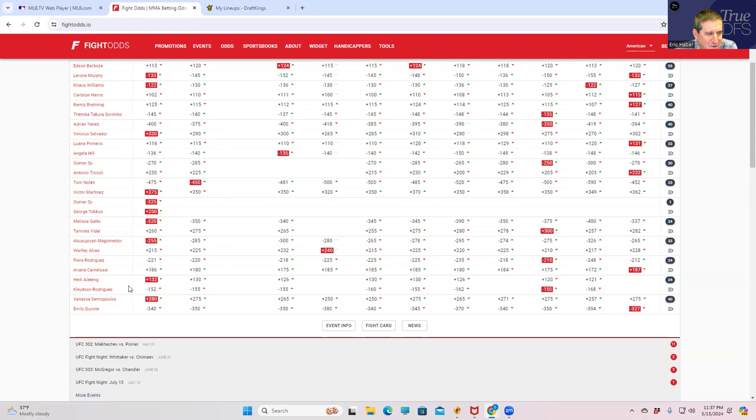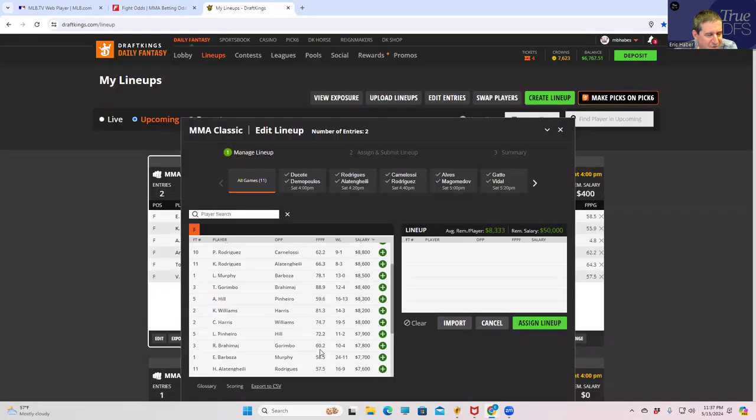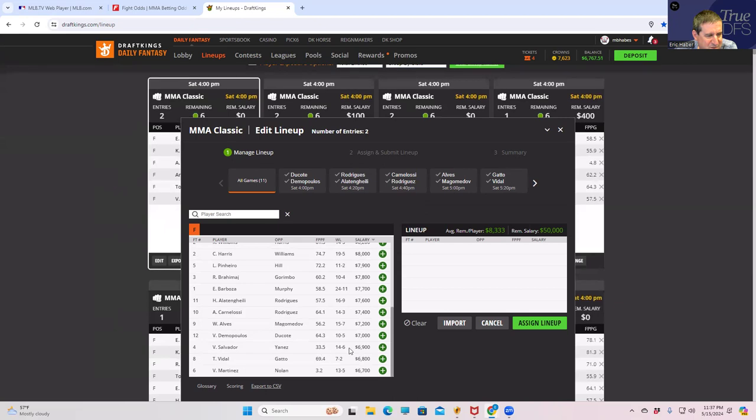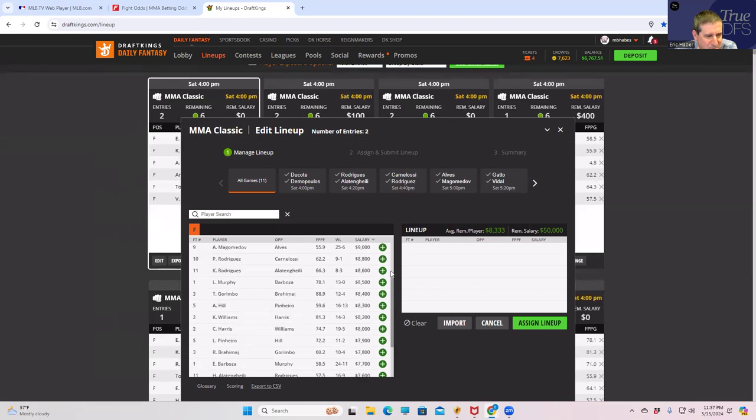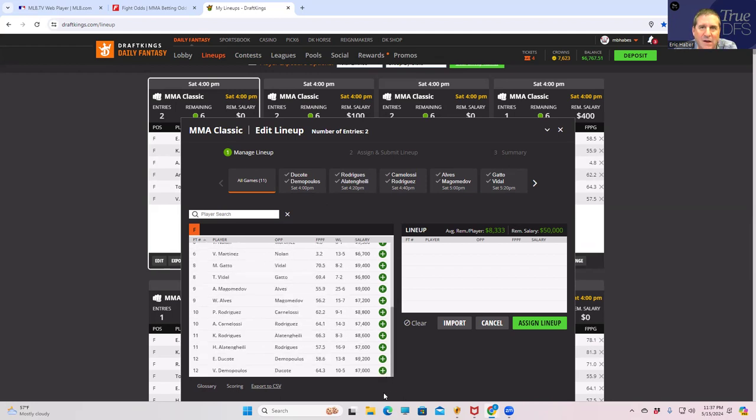Haile Alatang versus Clayton Rodriguez. All right, so what it has going for it is that it's in the mid-range. But there are other fights that are in the mid-range as well that are going to look just as good, if not better. Sort these by fight number. Yeah, there you go.